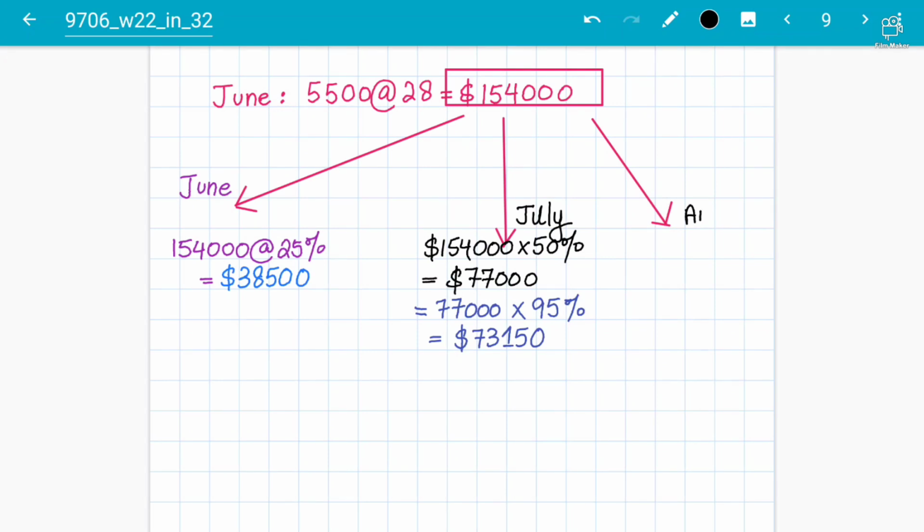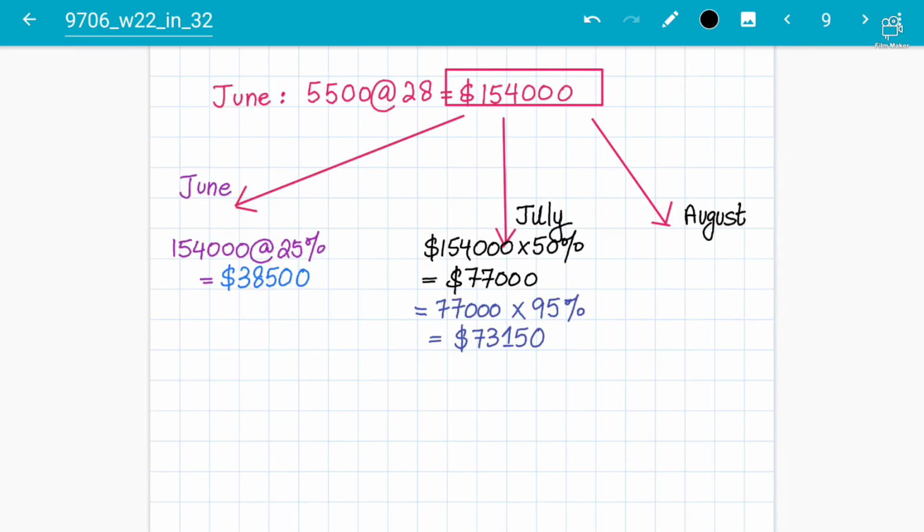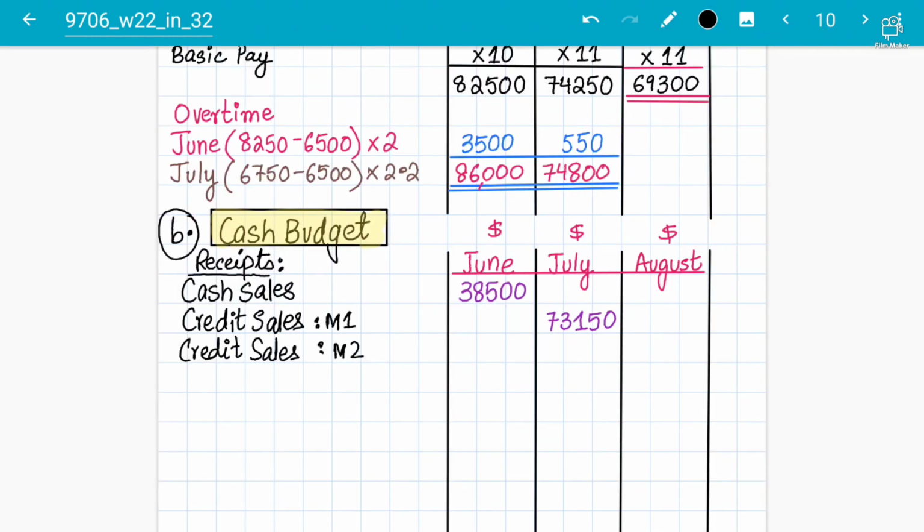इन अगस्त इट्स मेंशन दैट आफ्टर 2 months, तो जुलाई जून के बाद आफ्टर 2 months जो है रिमेनिंग क्वार्टर, इट मीन्स द रिमेनिंग 25% आउट ऑफ द 100% is paid 2 months after sale. So you can just simply say that it's the same calculation, that 154,000 into 25% is going to be the same amount, that is $38,500. So here we go, sir. That will be received in the month of August, $38,500.